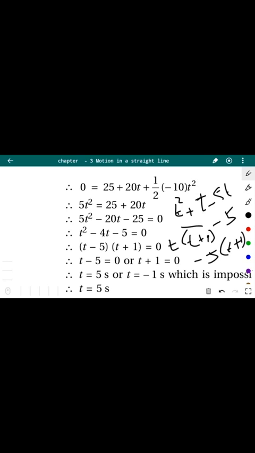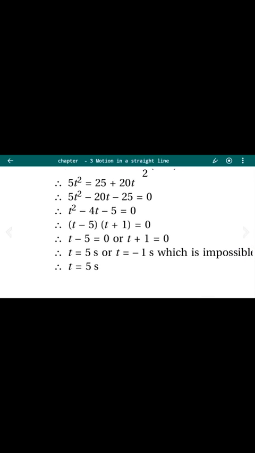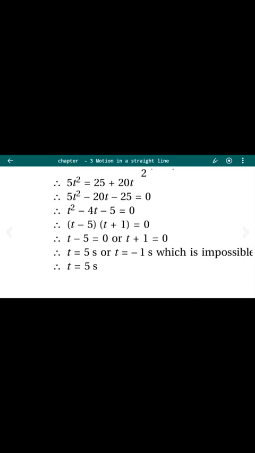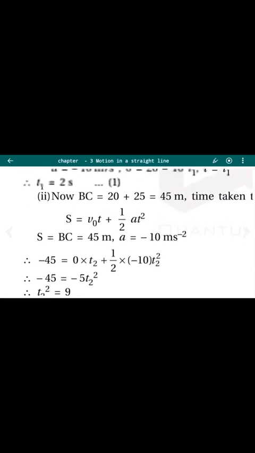So t minus 5 equals 0 or t plus 1 equals 0. So t equals 5 second or t equals minus 1 second, and as we know that time can never be negative, so it is not possible. So the correct answer over here is t equals 5 second. So the total time for the flight of the ball is 5 second.